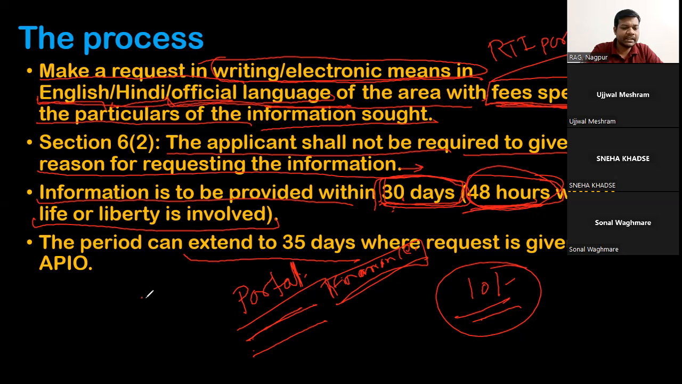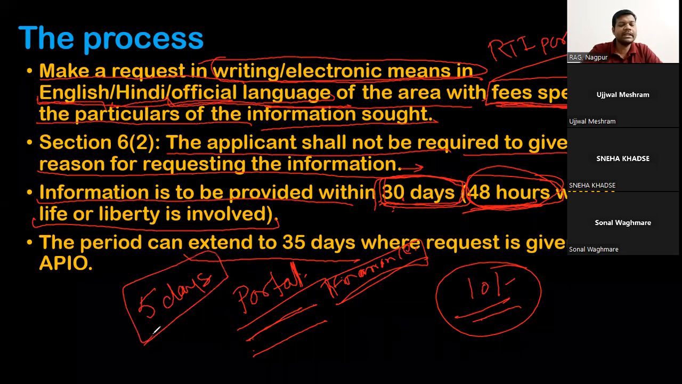And this process takes 5 days. So these 5 days are added to this 30 days, if the application is misplaced or misrouted, right? Got this?